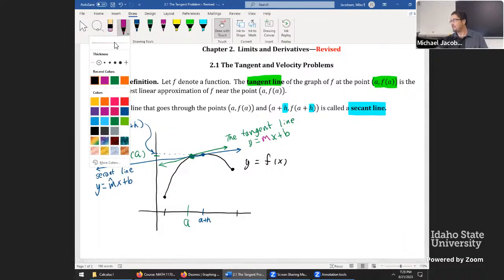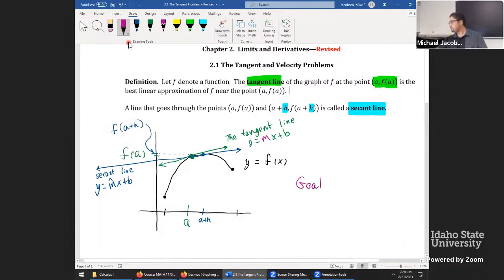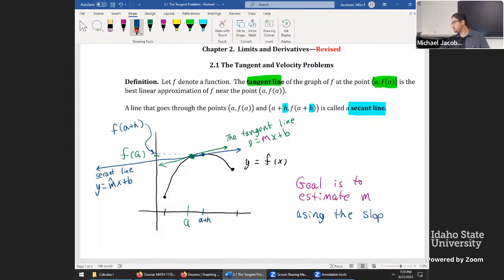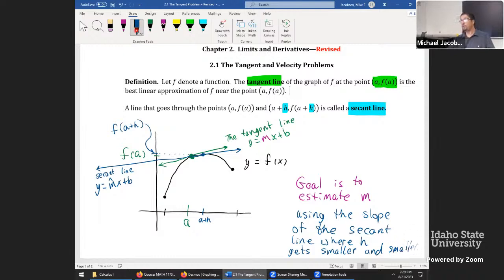So let's put this here. The goal is to estimate m using the slope of the secant line where h gets smaller and smaller. If we can do that, then you get better and better estimates of m.